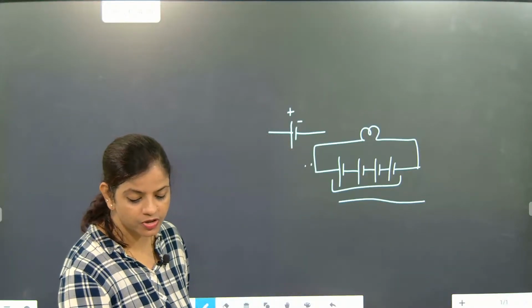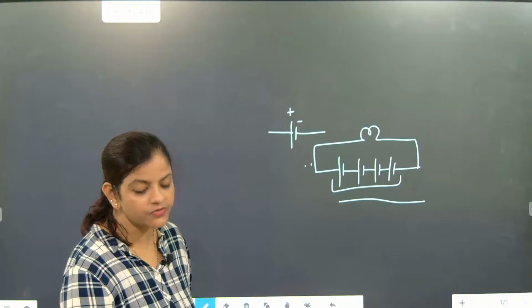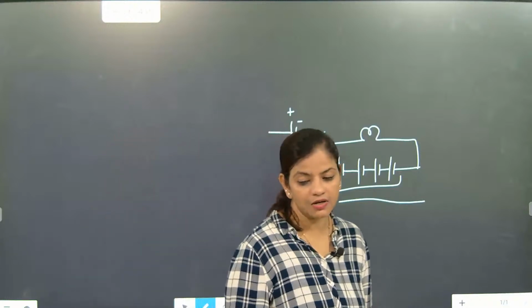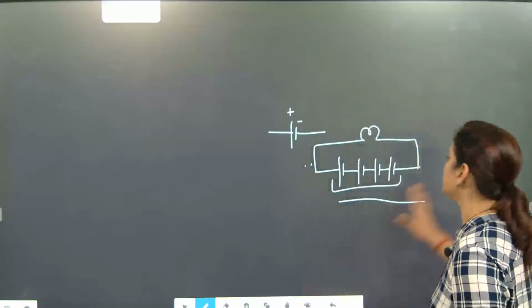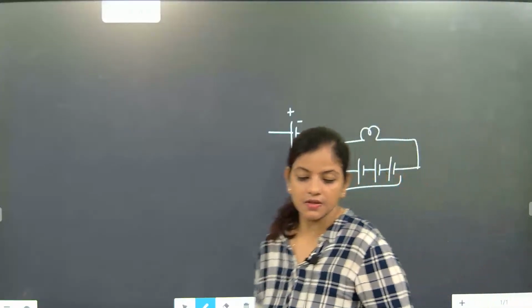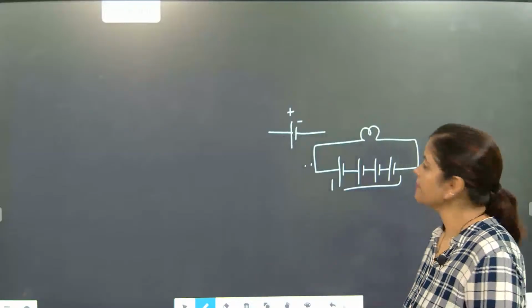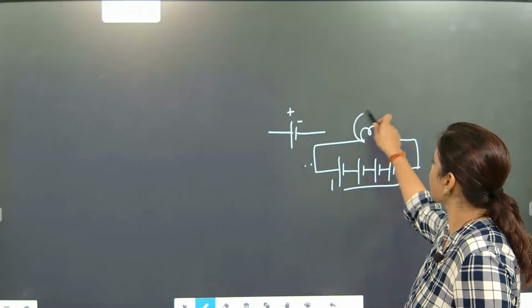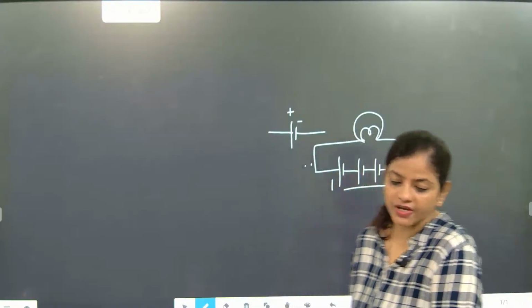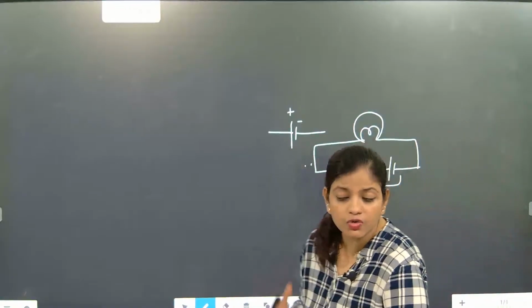This is one of the most important things: the combination of cells is called a battery. Very good. So now, where are we going to use the voltmeter?